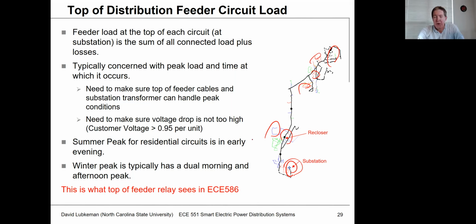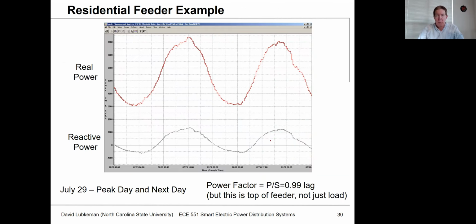As I mentioned before, we typically would look at summer peaks or winter peaks. And so in a class like ECE 586, where we talk about communications, this is typically what we do with these communication systems: we pull back these measurements from the feeder. For a residential feeder, this shows what the profile would look like. This is the case where we're going to have a summer type of profile.